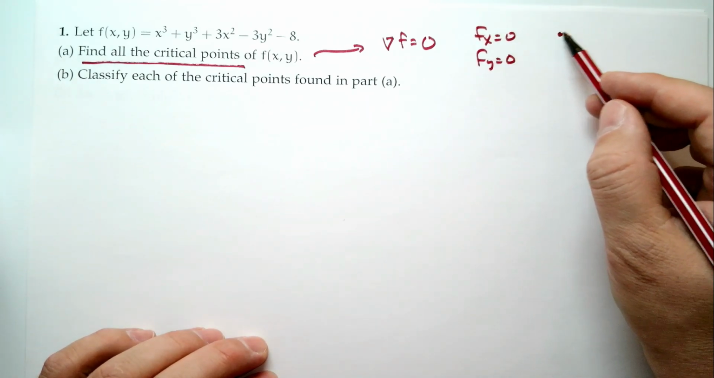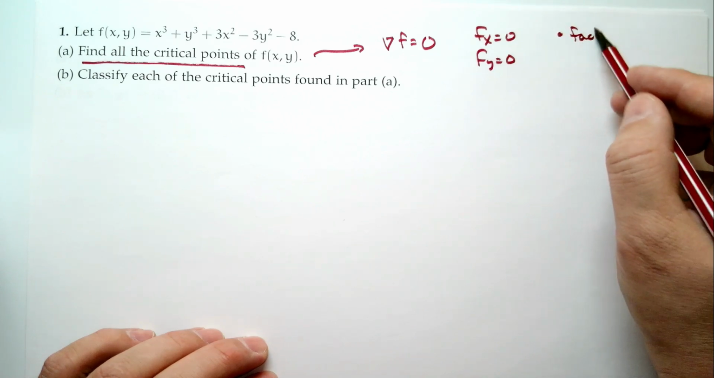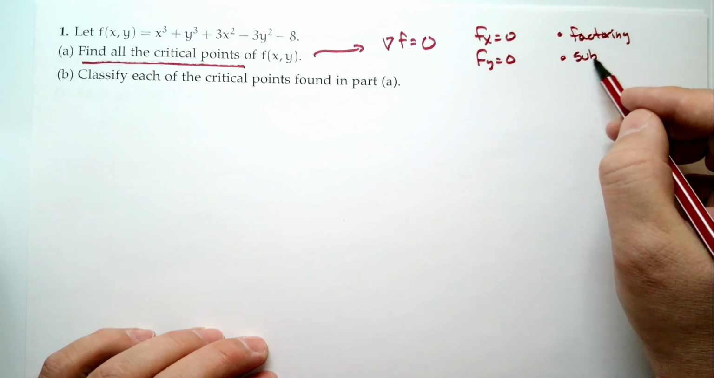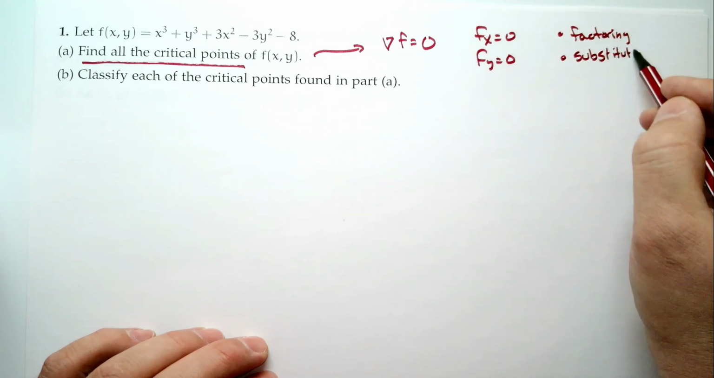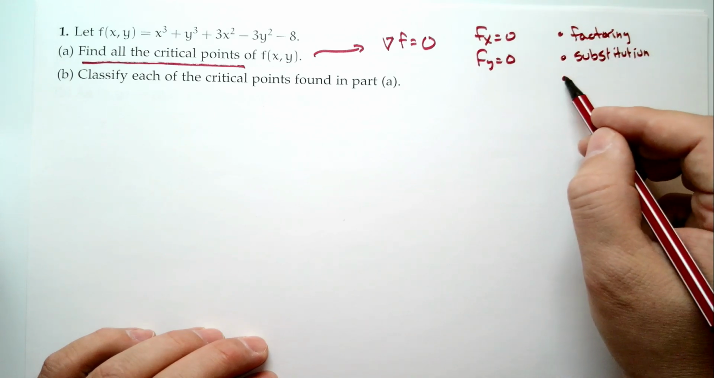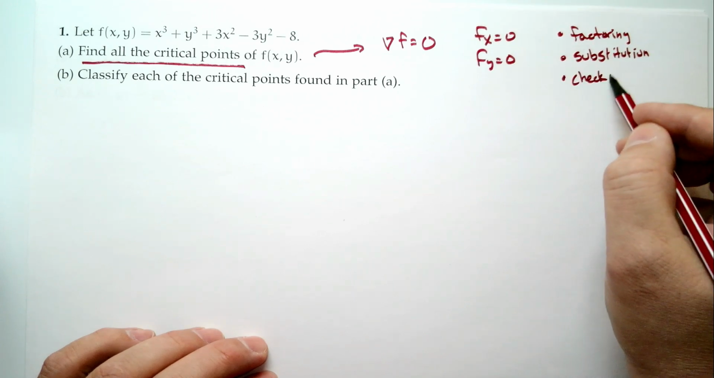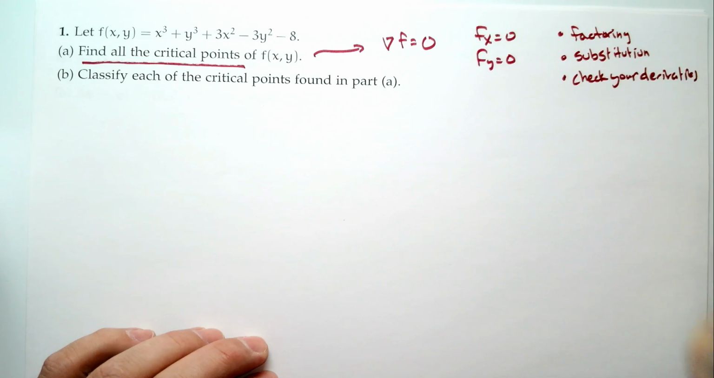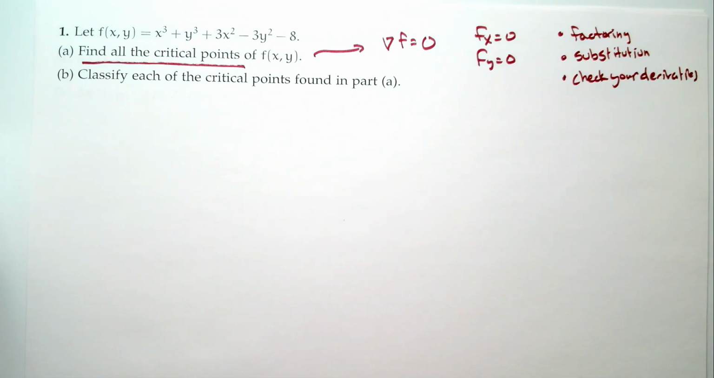So look for things like factoring. See if you can factor one of the terms. That's better. If you can't, look for substitution. And if you can't do that, check your derivatives, because you're going to be able to do that. All right? You're not going to come up with, oh my gosh, I have to solve a 5th degree polynomial. That's wrong. You've made a mistake. Recheck your work.